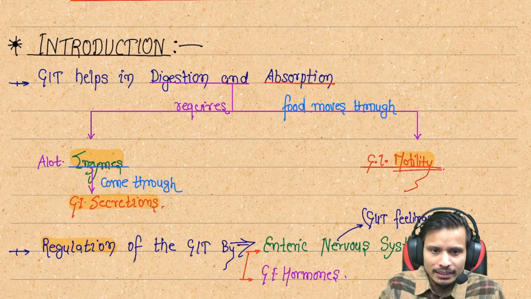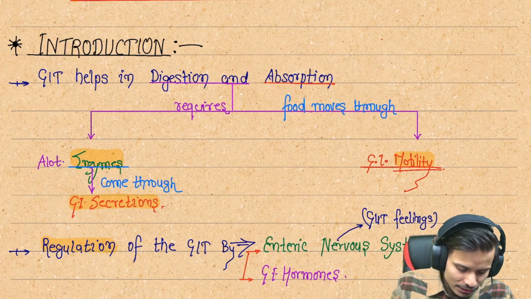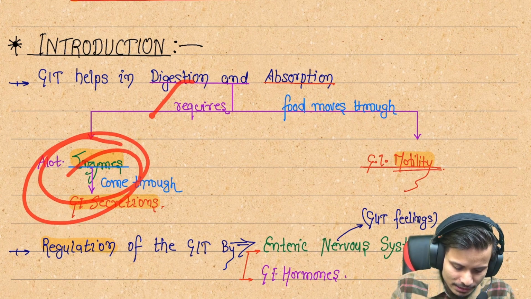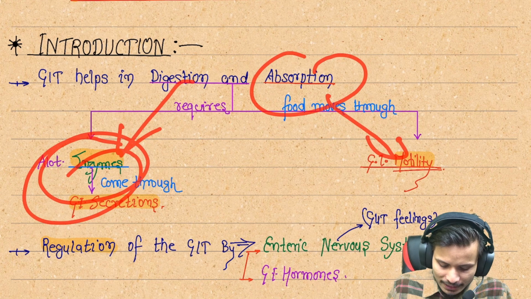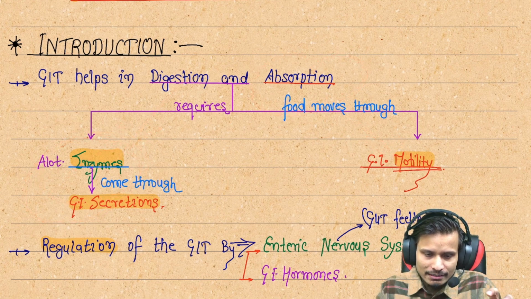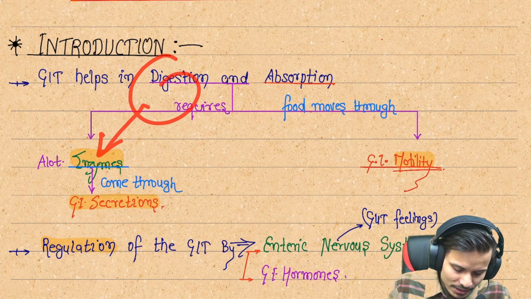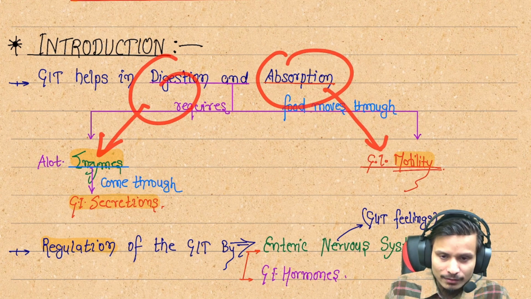And what is the main role in digestion, how is the food going to be digested? The digestion is done by the enzymes basically. The digestion is done by the enzymes, but the absorption is done by the GI motility. It means digestion is done by what? Enzymes, and absorption is done by the motility.